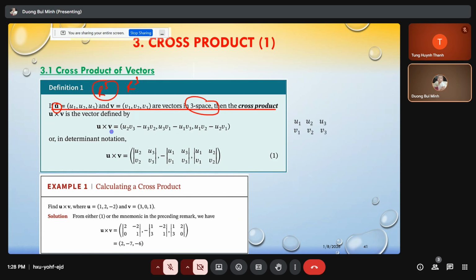And we can get the cross product U cross V. Okay, so here we have i, j, k overhead. When we cover this one, you get U2 times V3 minus U3 times V2, and so on.